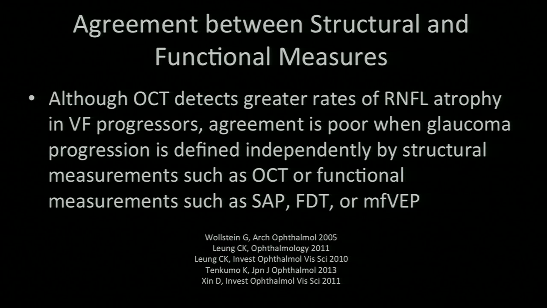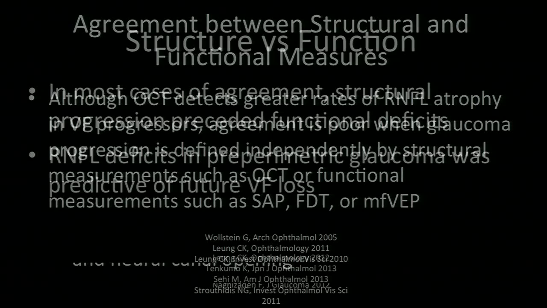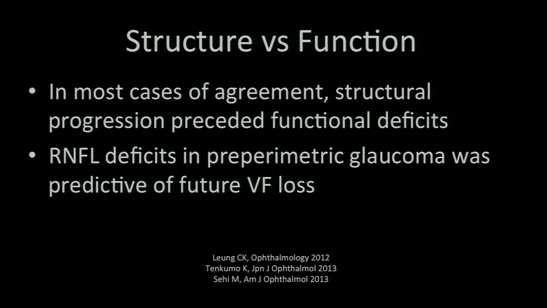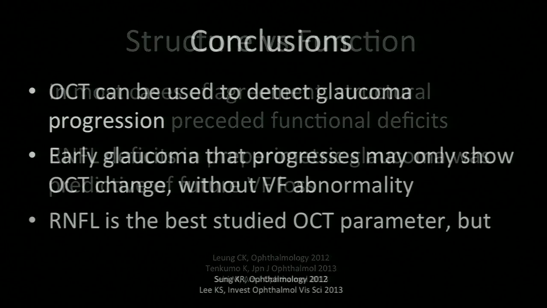Although OCT detects greater rates of nerve fiber layer atrophy in visual field progressors, agreement tends to be poor when glaucoma progression is defined independently by structural measures such as OCT or functional measures such as perimetry or multifocal VEP. So in most cases of agreement, structural progression precedes the development of functional deficits, and retinal nerve fiber layer deficits in preperimetric glaucoma are predictive of future visual field loss.